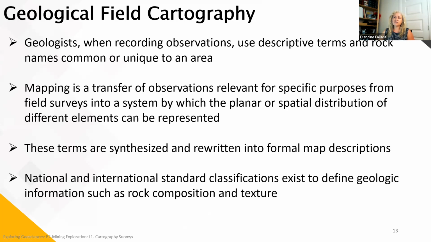But then this information has to be brought into digital software where we build the maps. So that's why the precision is important. And we use software like ArcGIS, MapInfo. We have an open source one that is pretty much like ArcGIS, which is called QGIS, which is completely free. These are used to bring in different layers, defining different layers with different types of geological data so that it can be shared within different departments and domains. So these terms are synthesized and rewritten into formal map descriptions, and we'll see these terms today.